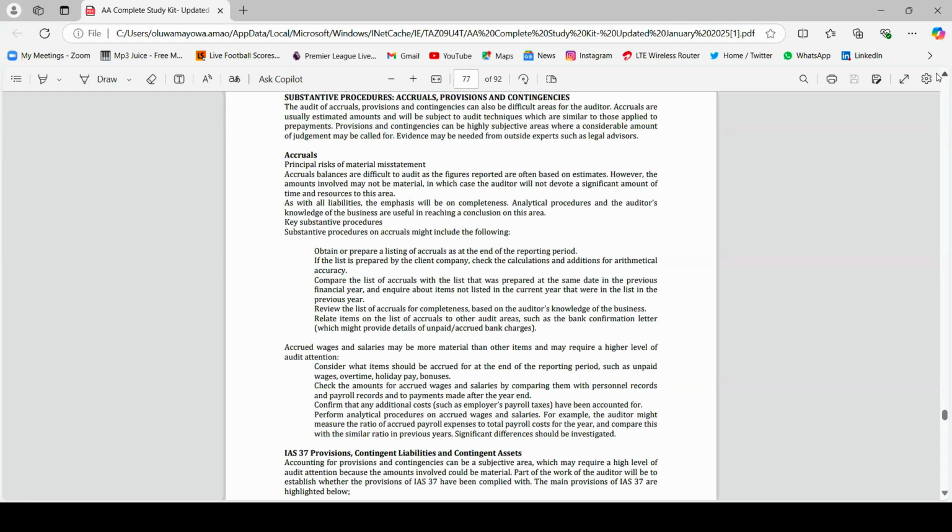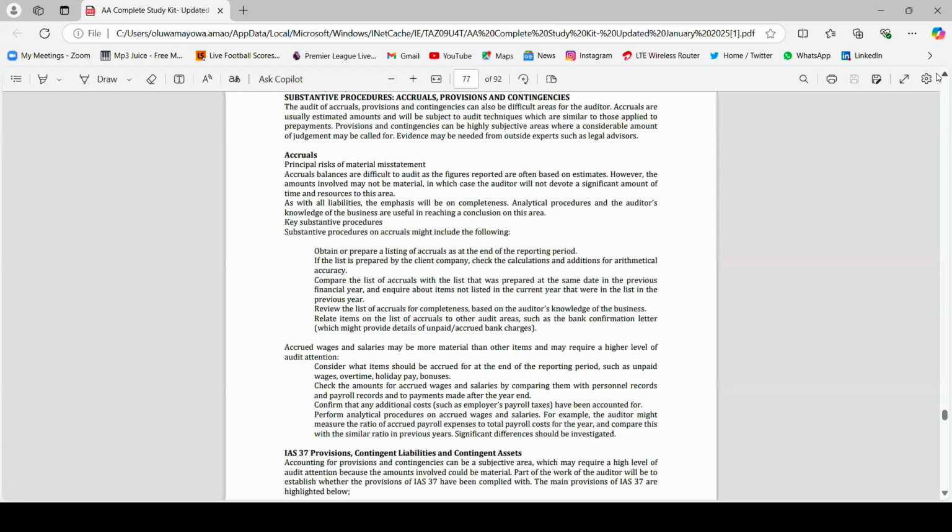So these areas are very, very subjective. And that's why auditors look at these areas and make sure that there is no manipulation around it. There is no bogus claim by the client. So we want to check that accounting policies have been appropriately applied, that there is completeness, and that there is justification for those provisions. So that's what we'll be looking at.